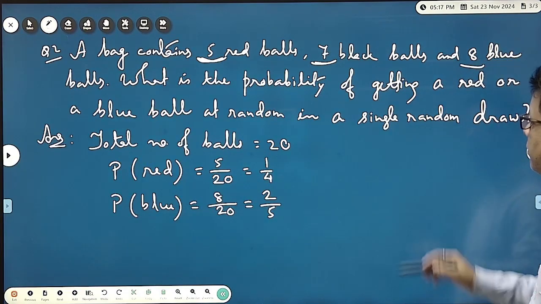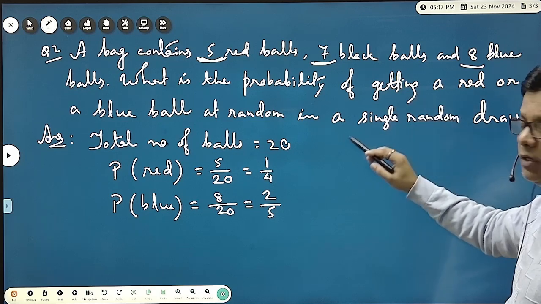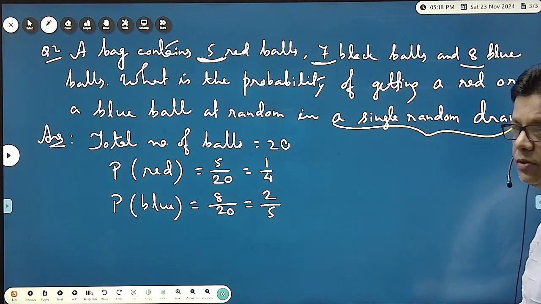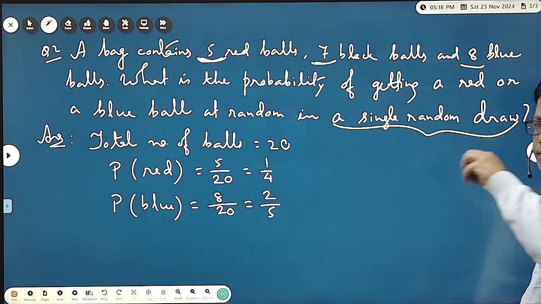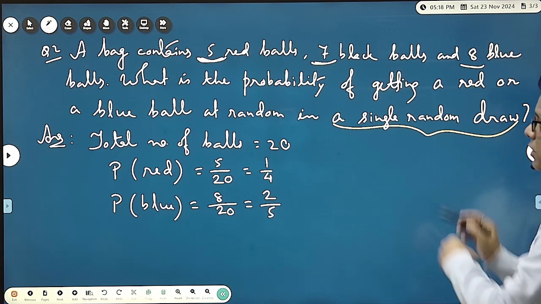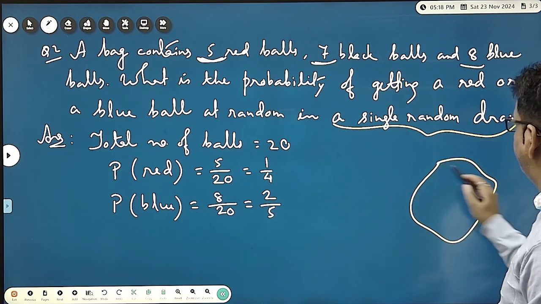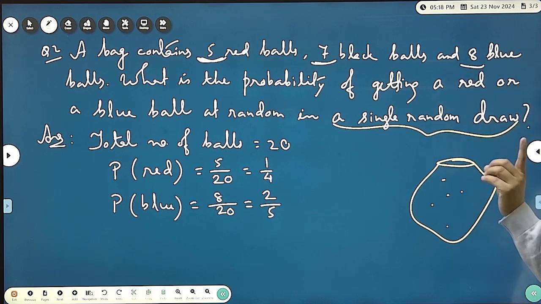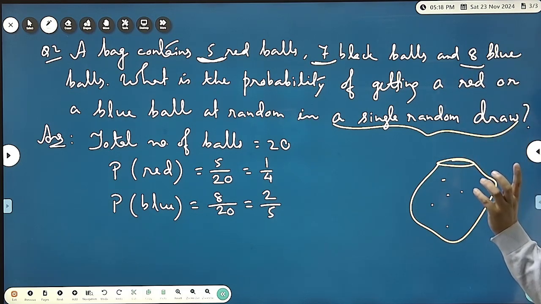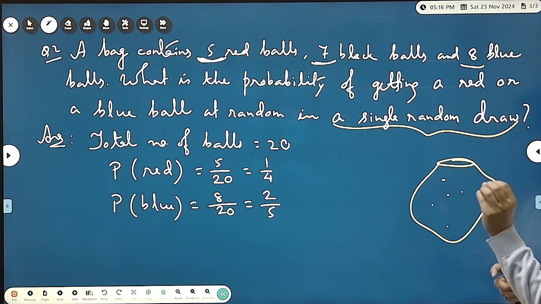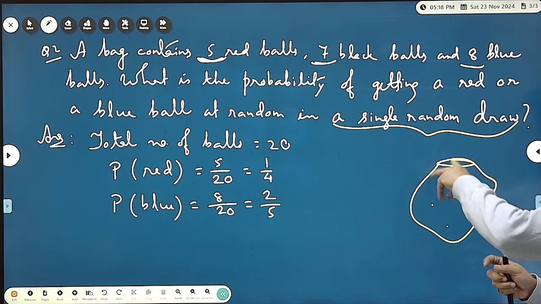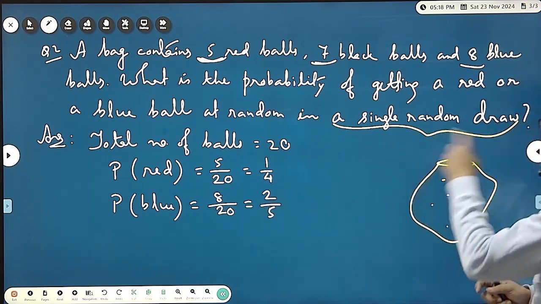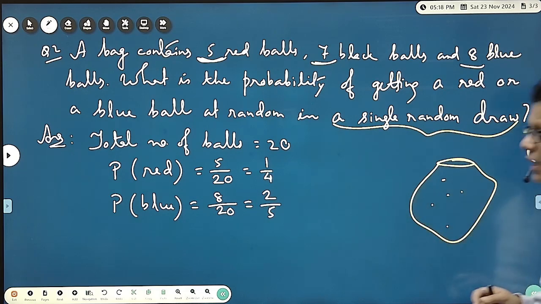Now, what is the probability of getting a red or a blue ball at random in a single random draw? That means we'll take only one time. Suppose this is the bag containing all these balls. We'll take out the ball only one time. Yes or no? We'll take only one ball. So it's not that when I take a ball, I can get two different colors. If I take only one ball, either I will get red, and when I get red, I don't get blue. So they are independent events.